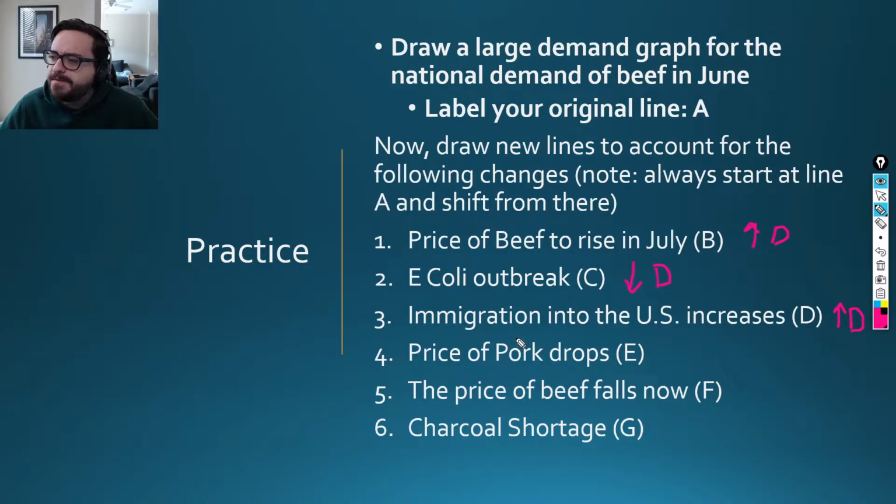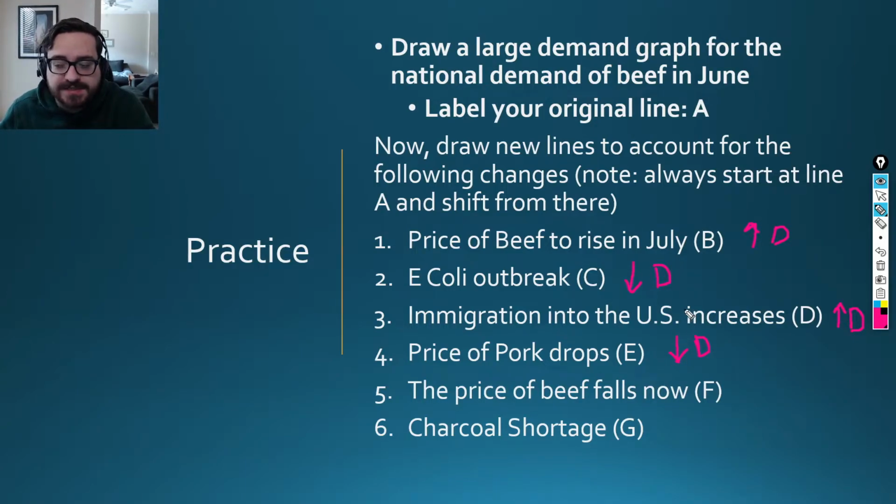4, price of pork drops. Well, that's weird. Wait, pork isn't beef. What's going on here? Gotta think. We got tastes and preferences. This isn't that. You got R, related goods, substitutes and complements. Wait a minute. Pork is a substitute for beef because you could either eat beef or eat pork. Those are both large scale proteins. So if pork is cheaper, what will people do? Well, they'll buy pork. So for beef, they wouldn't want beef as much. If they're buying more pork because pork is cheaper now, they wouldn't exactly want beef as much, right? That's the idea.